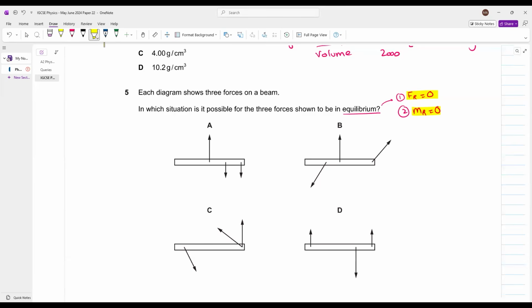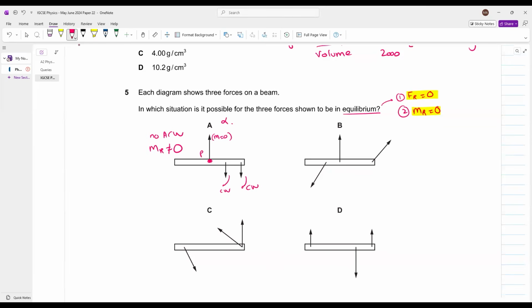Let's start with option A. Let's say this is your pivot. Any force passing through the pivot will generate a moment of 0. This force generates a moment of 0. This force generates a clockwise moment. This force also generates a clockwise moment. Can you realize there is no anti-clockwise moment in option A to balance out the clockwise moments? Hence, resultant moment is not equal to 0. Option A cannot be my answer.